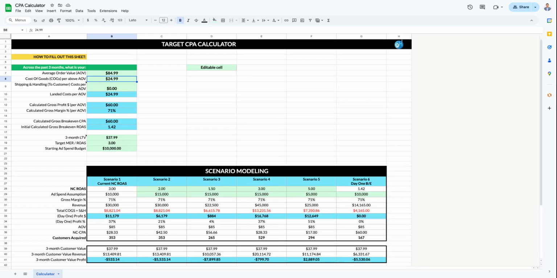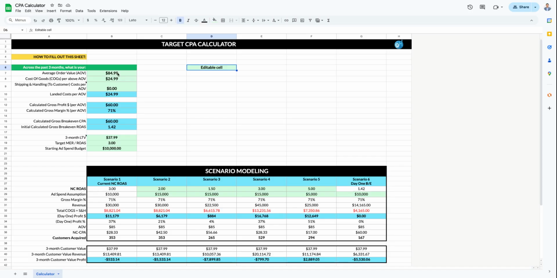Okay, so this is how you fill out the Target CPA calculator here. First things first: if it's in this light green cell, this is editable. If it's in this baby blue or darker green, then do not touch that or else you will break the sheet.